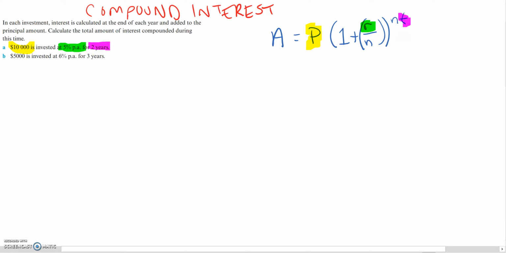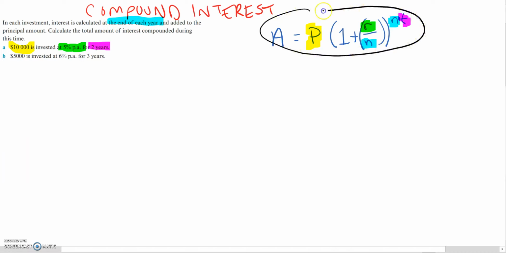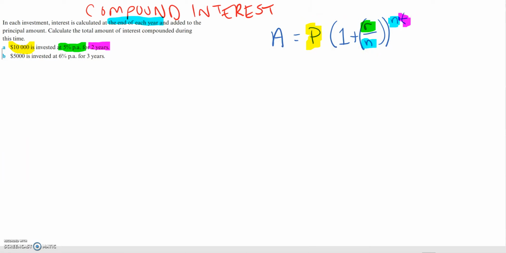The last one that we haven't identified yet is our n value. It pops up twice, and that is basically saying when the interest is compounded. And it's saying calculate total amount compounded during this time, the end of each year, so that's going to be 1. So all we need to be looking at is taking this formula here and plugging in our values where we see them.